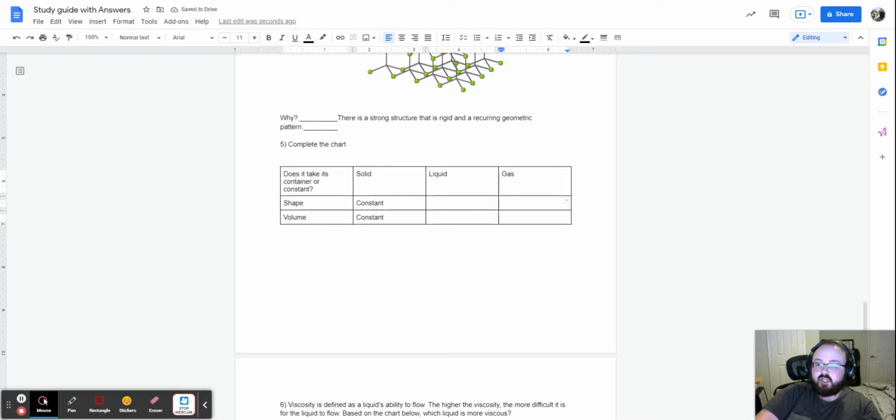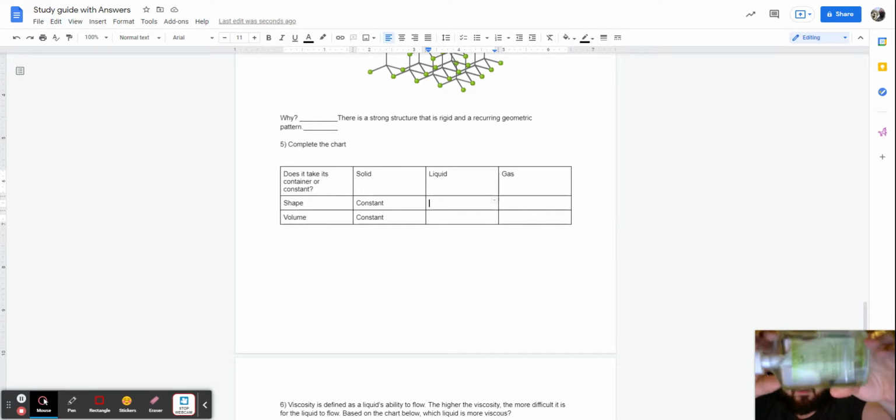In a liquid, the shape does not stay constant. Here we have a liquid, hand sanitizer, and as I move it around, I'm going to hold this up to my webcam, the shape of it changes. We can see how the shape of it is changing as I move it around. However, the volume stays the same.